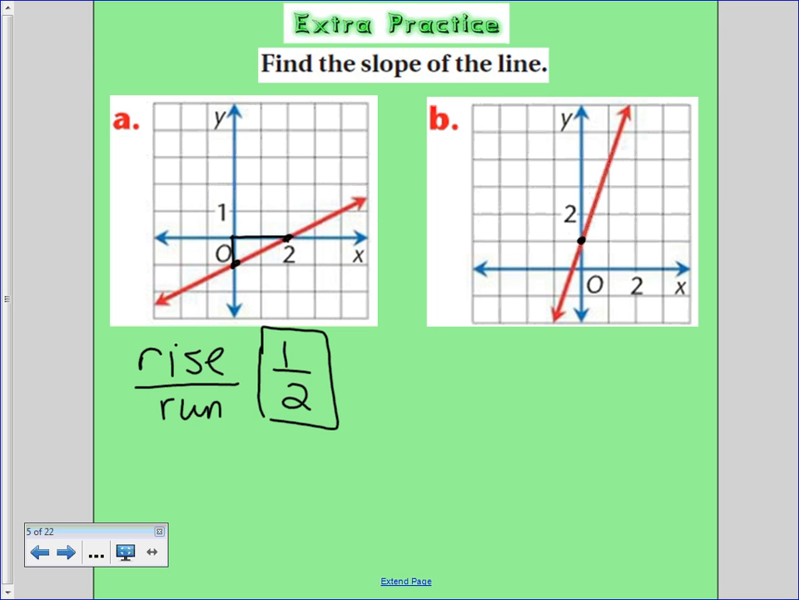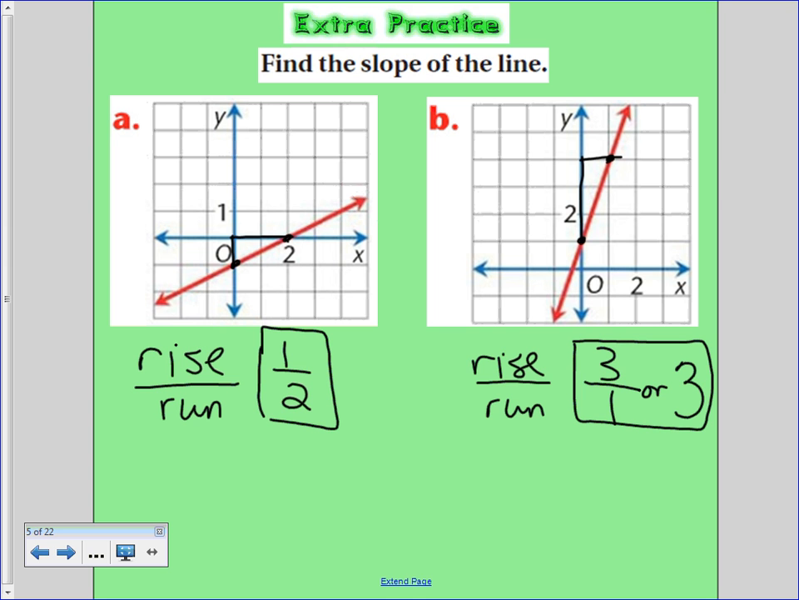Here's a point right here. Here's a point right there. Our rise is 1, 2, 3. Our run is just 1, so it would be 3 over 1. This, because it comes out to a whole number, we can simplify it to 3.